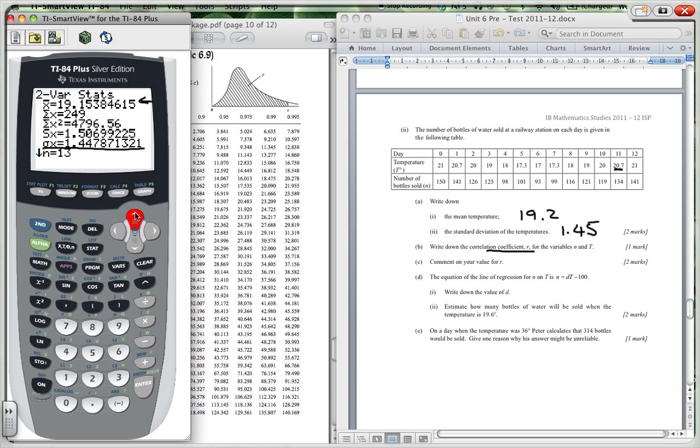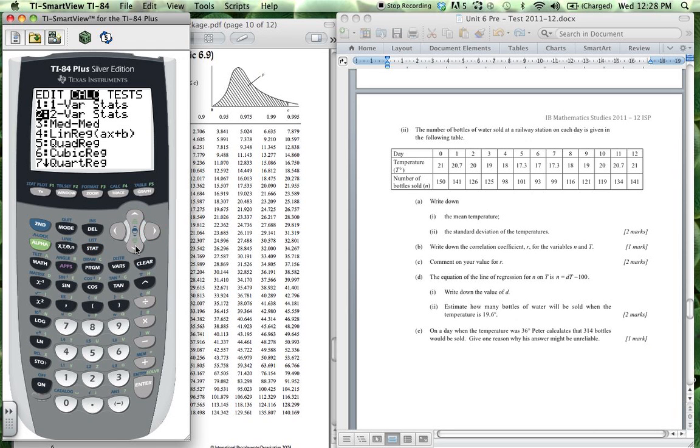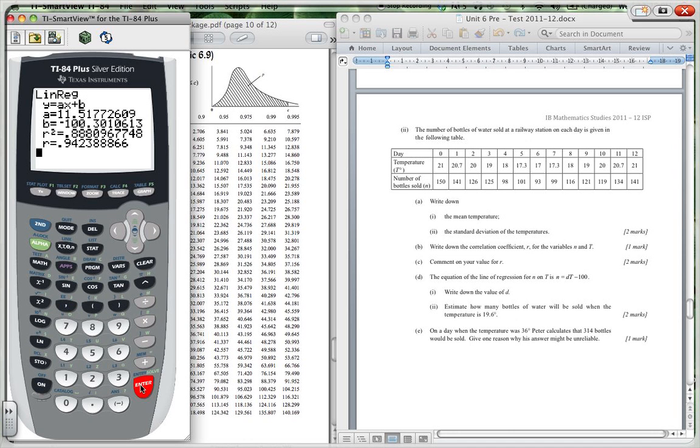Now to do that, I'm going to go again to my stat. I'm going to go to my calc, but now I'm going to go to my number 4, my linear regression. And I'm going to say enter. And again, I'm going to choose my columns, like that. And I say enter. And I get my data. So this is my equation. If I can just write this out.